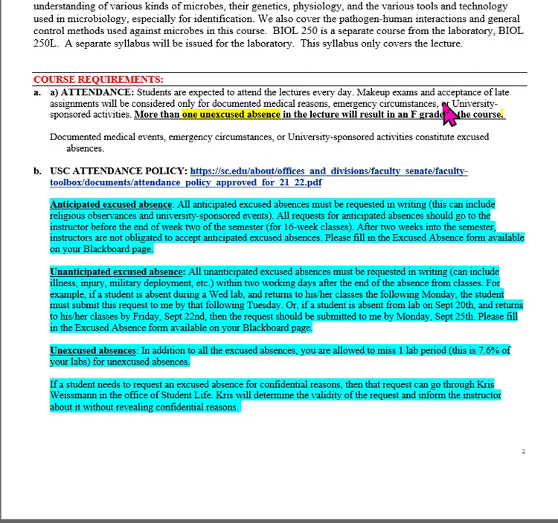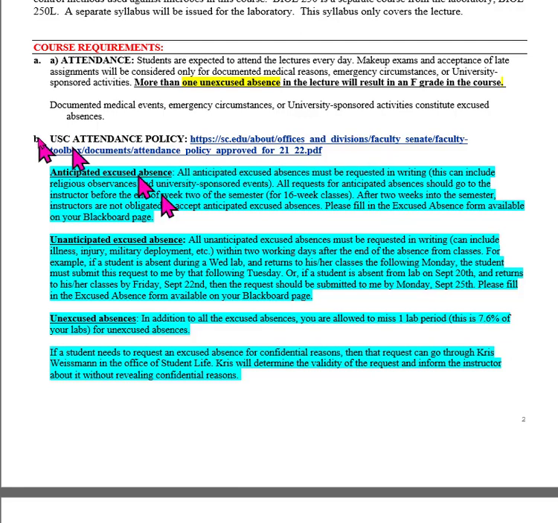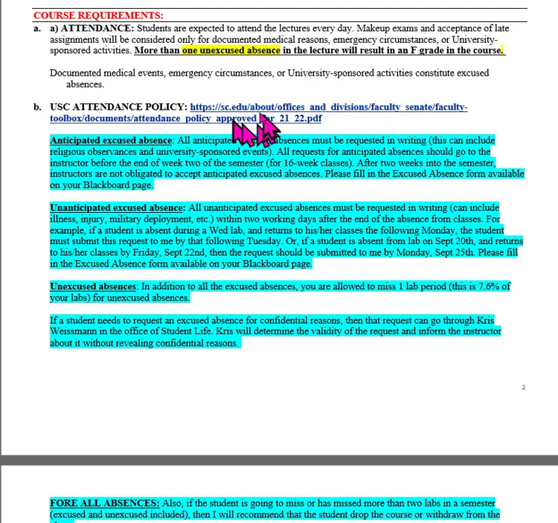Makeup exams are only given for documented medical reasons, emergency circumstances, and university-sponsored events or activities, and also for excused absences. So I'll go through those policies that USC has in a few minutes. Documented medical events, emergency circumstances, or university-sponsored activities such as any games that athletes are in are all part of excused absences. So by USC attendance policy, and it's available at that website, you can click on that link and get there. There are several kinds of absences.